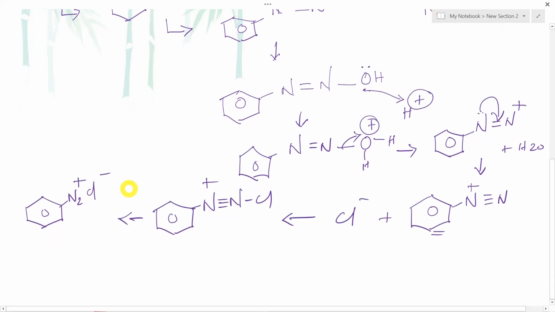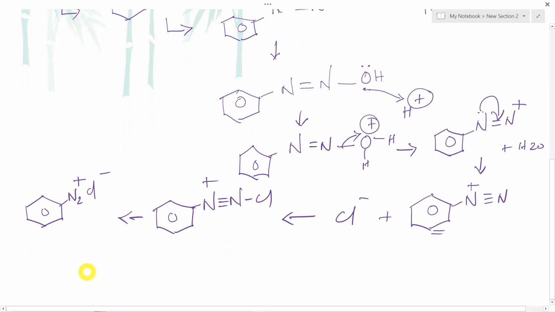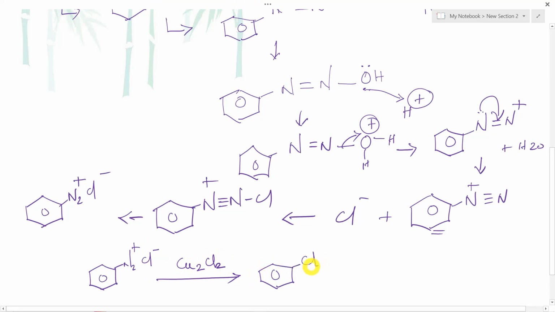So after this, the regular reaction takes place. That is, this N2 plus Cl minus, the benzene diazonium chloride, when treated with Cu2Cl2, gives chlorobenzene. In the case of Cu2Br2, it gives bromobenzene, right? So this is called Sandmeyer's reaction, one of the methods of preparation of haloarenes.